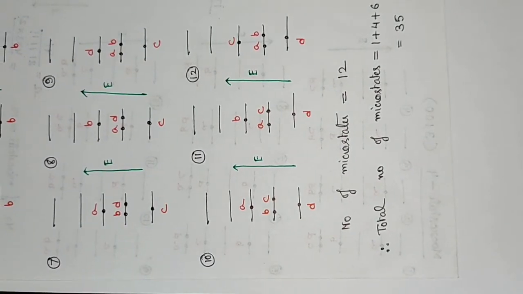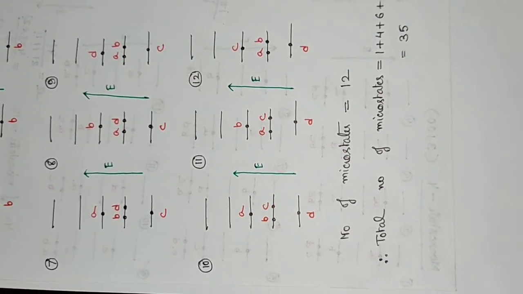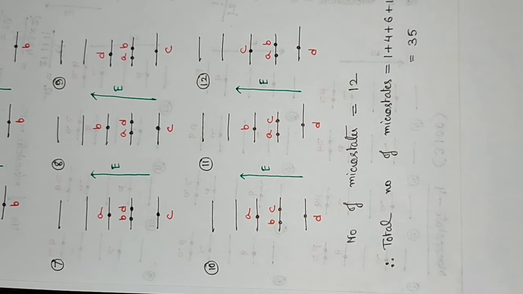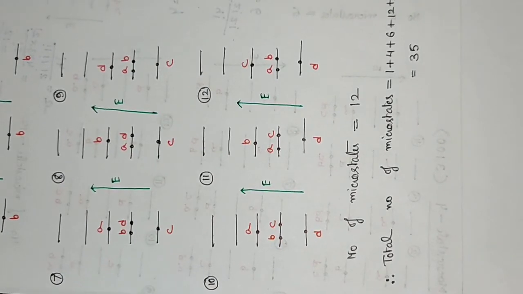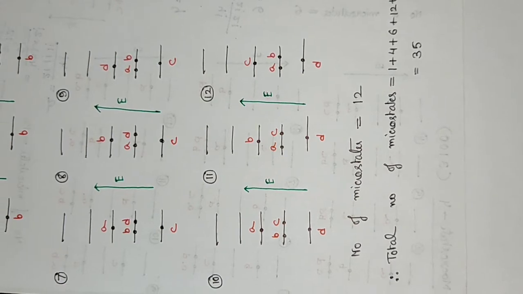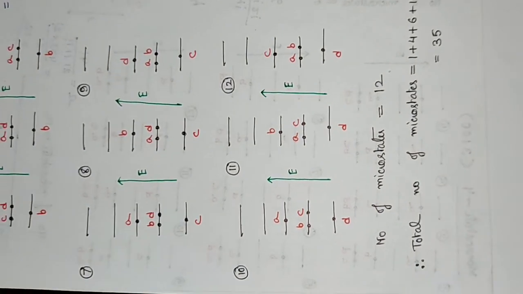So this formula, this quantitative formulation, is predicting the number of microstates for a given macrostate, and it is termed as the thermodynamic probability.